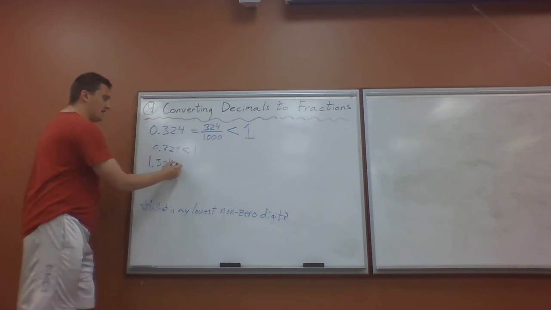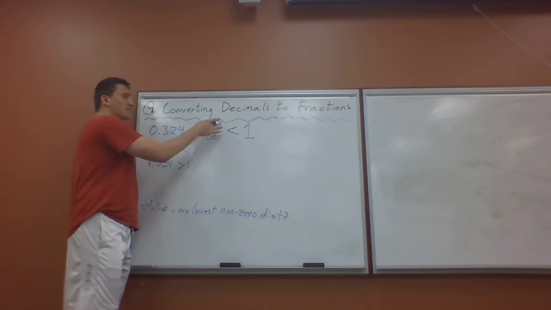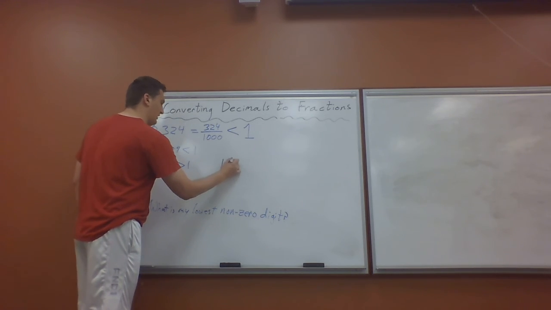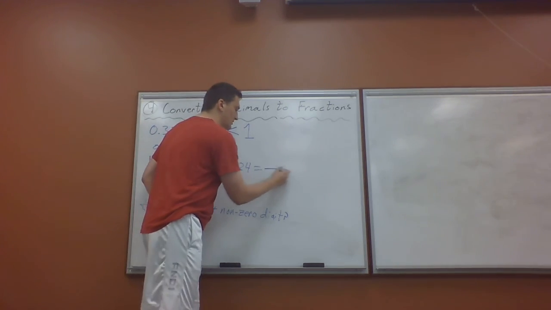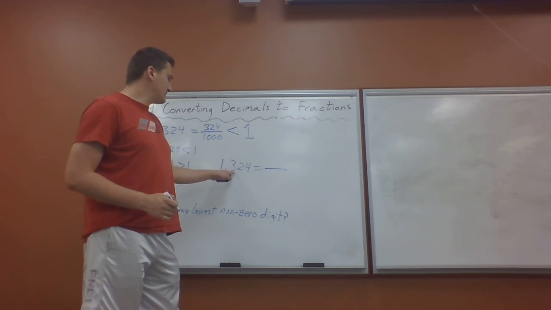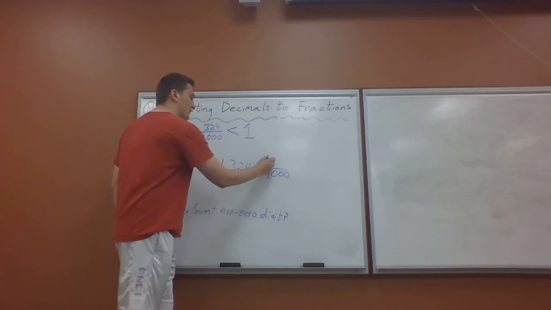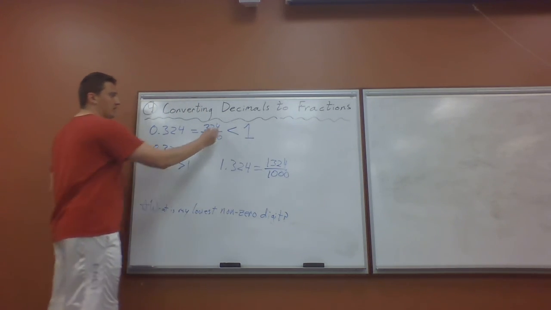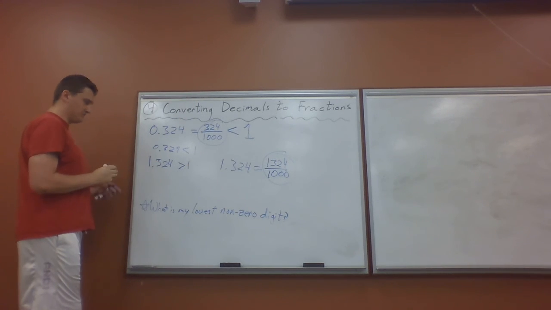1.324, that number is greater than 1. To have a fraction where the number is greater than 1, we have to have a bigger number on top than the bottom. So here is 1.324 as a fraction. Same sort of process. Our lowest non-zero digit is, let's see, in the tenths, hundredths, thousandths place. It's still 1,000. My answer would just be 1,324. The only difference here is literally just whatever number I added on there, on the end.